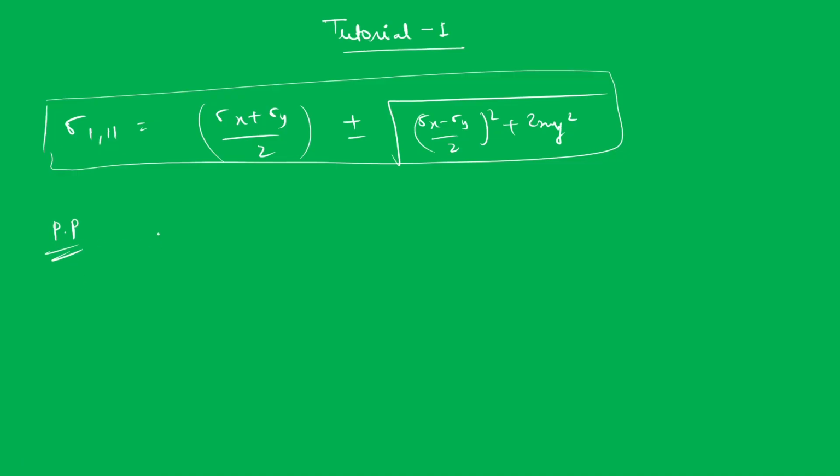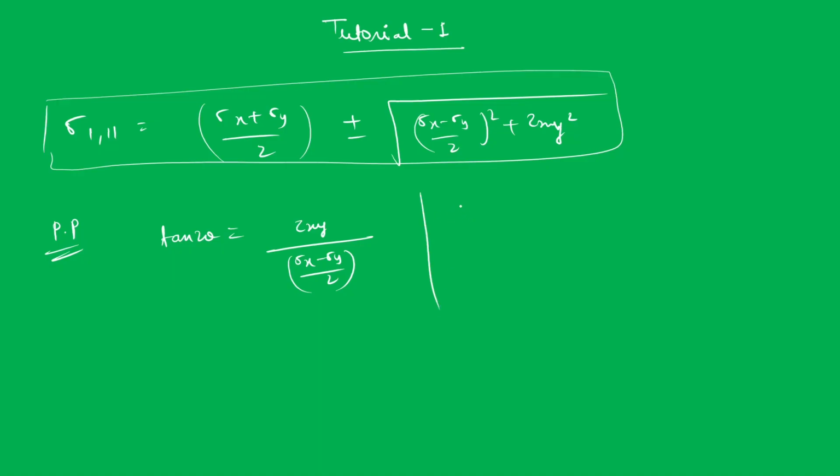And for principal planes, how can we find the location of principal planes? Tan 2 theta is equal to tau xy divided by (sigma x minus sigma y)/2.